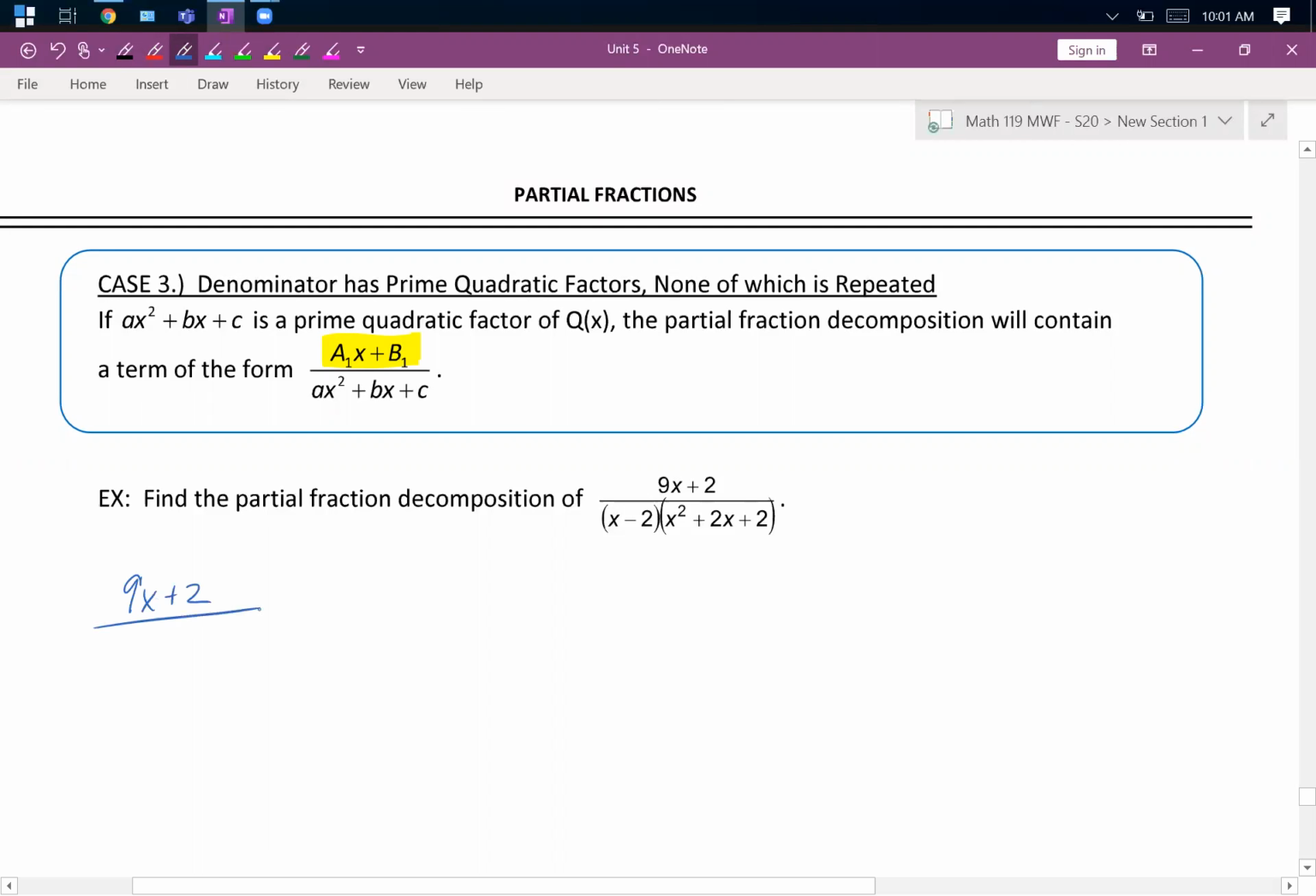So 9x plus 2 over (x minus 2) times (x squared plus 2x plus 2) equals, and now make sure when you're given a problem like this that you check to make sure that your quadratic factor can't be factored, because if it can, you need to factor it down into the linears and work it with the linears. Otherwise, you're not giving me the most decomposed answer as you possibly can.